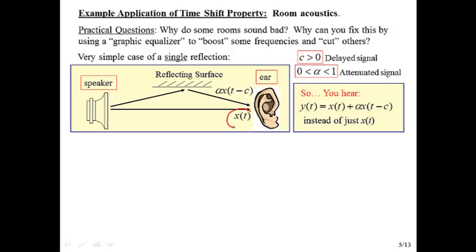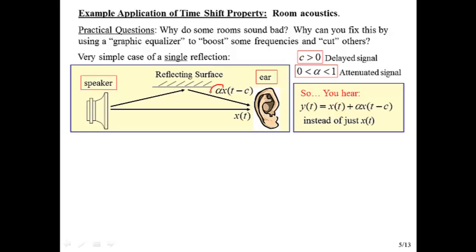So the signal that we receive directly we'll call x of t. And then the signal that goes up, bounces off, say, the ceiling, and comes back down to the ear has a longer path, so it's going to take longer to get there. So it will arrive c seconds later than x of t, and the value of c will depend upon the geometry between the speaker, the ear, and the reflecting surface. With a little trigonometry, you can figure out what that c value is.